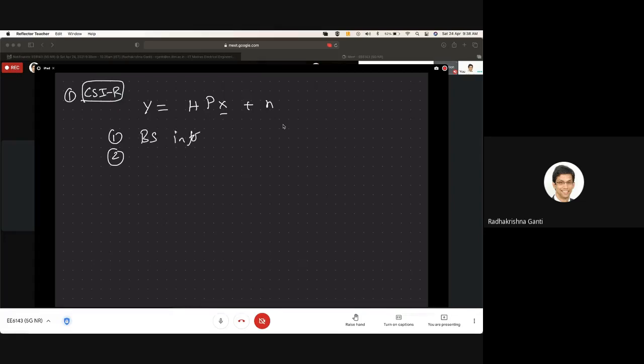The base station informs the UE about P. The same thing holds in the uplink also, I'm just doing the downlink. Somehow, and let's not worry about that right now, we'll discuss that later, the base station tells the UE that I'm using this particular matrix P. The second option is that the base station does not inform the UE about P.